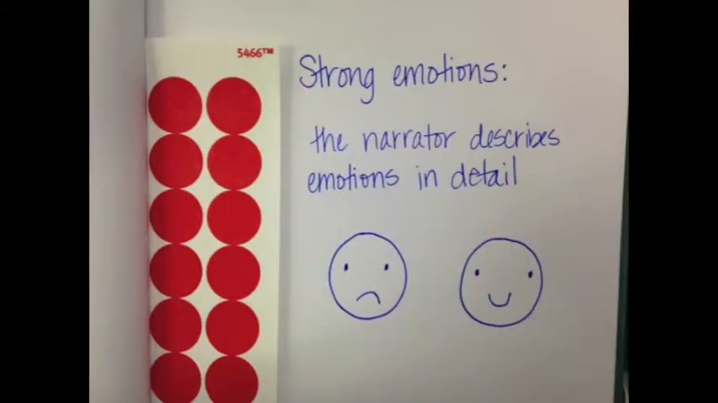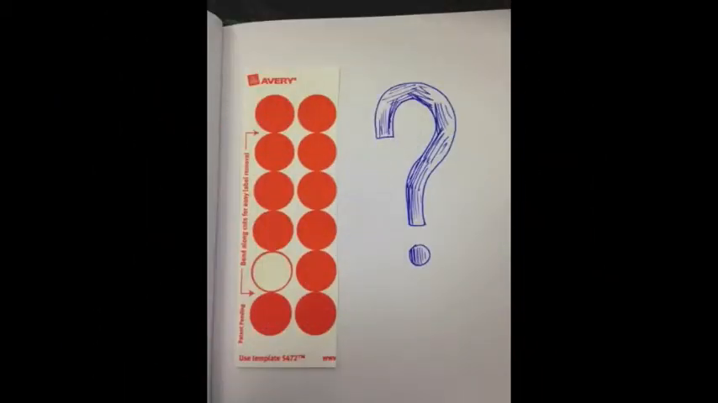Red is for strong emotions, positive or negative. Anytime one of our narrators describes how they feel in detail, that's a description of a strong emotion, and that's important, whether it's hope, happiness, sadness, whatever.